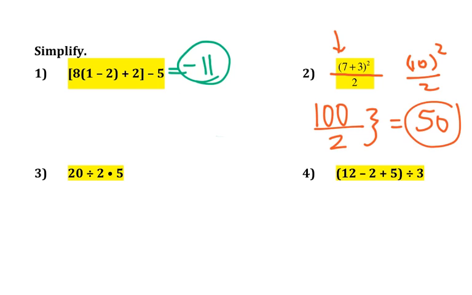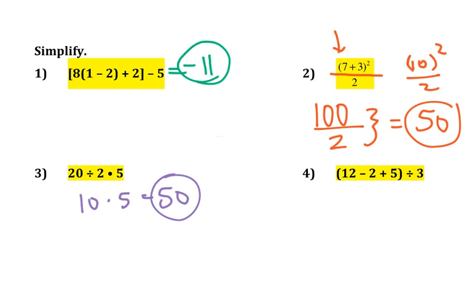Okay, number 3. There are no grouping symbols. There are no exponents. I do have multiplication and division, so I have to go from left to right. So I'm going to do 20 divided by 2 first. Then I'll do 10 times 5. Now, if I would have done that in a different order, if I would have said, oh, I'm going to do the multiplication first, I would do 2 times 5 is 10, so 20 divided by 10, I get a completely different answer. And that's why we have to have order of operations so that we make sure that we're doing the same thing and we all get to the same place. So 50 is the correct answer on that.